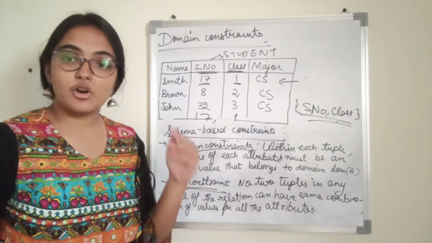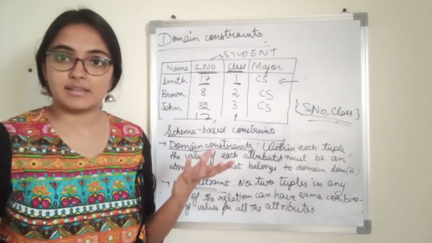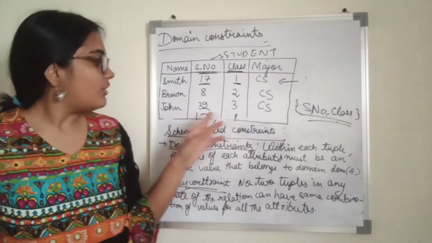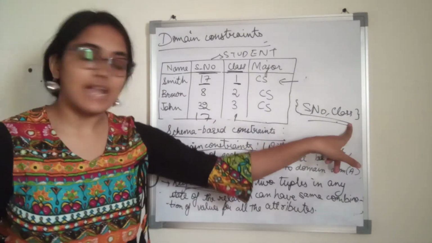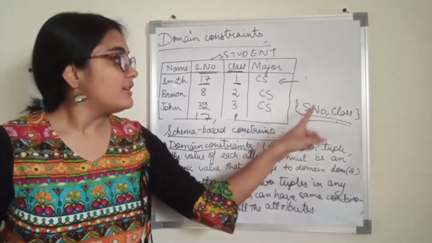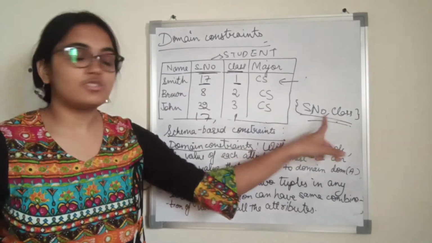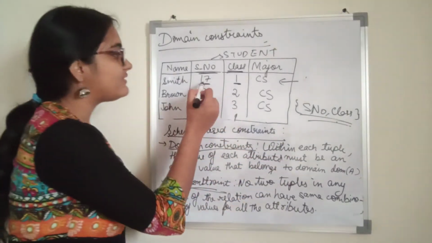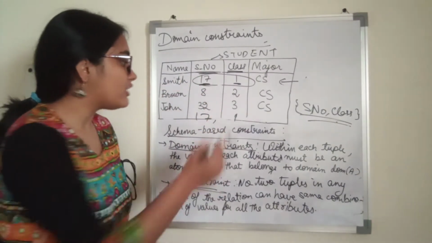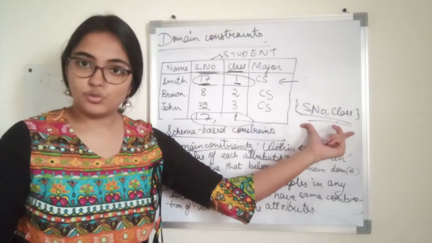How is it specified or how is it derived? It is derived from the requirement analysis, right? According to the meaning of the relation. So if I say that SNO and class, this combination of values, should not have duplicate values, it means that no two tuples in this relation can have the same combination of values for these two attributes. That is, if I have 17, 1 for one tuple in this relation, then I cannot have 17, 1 for another tuple. Okay, so that is called a super key, right?